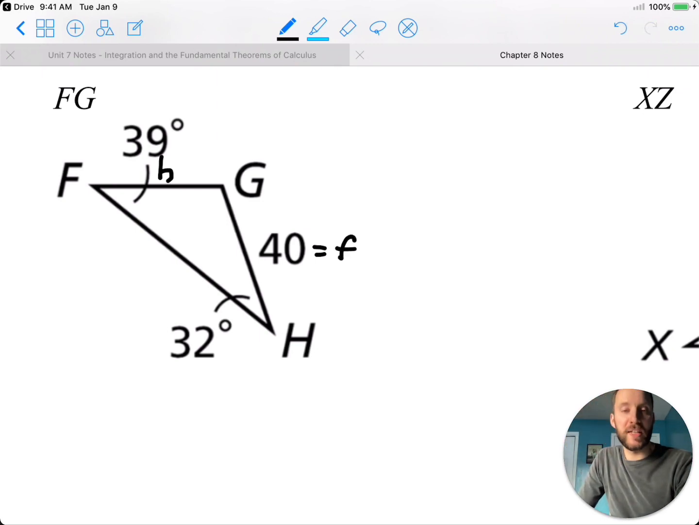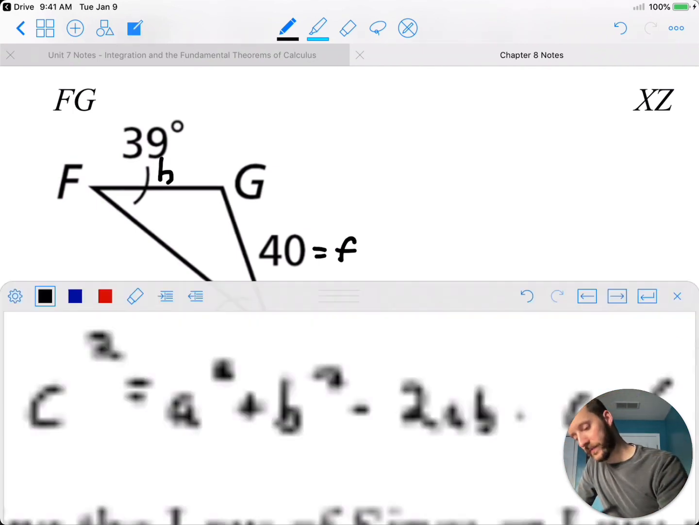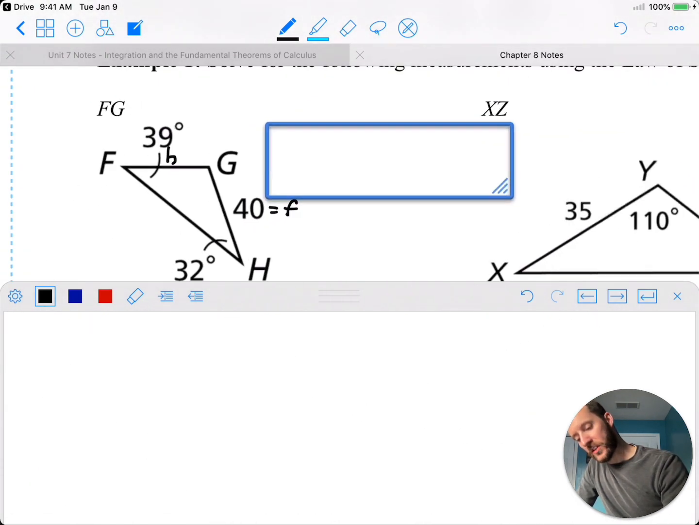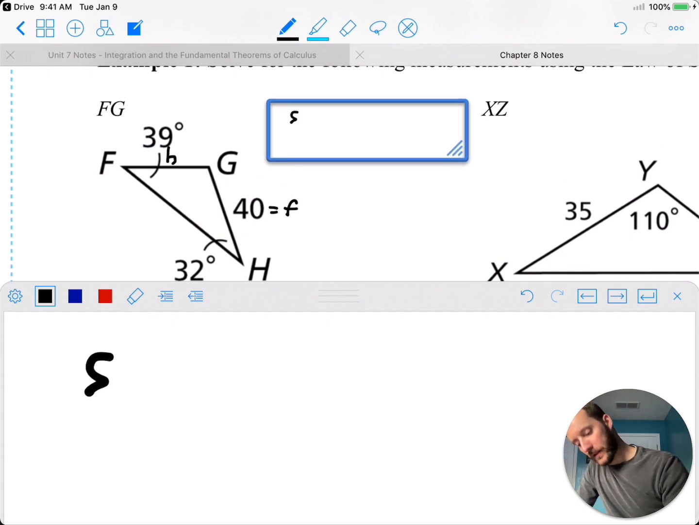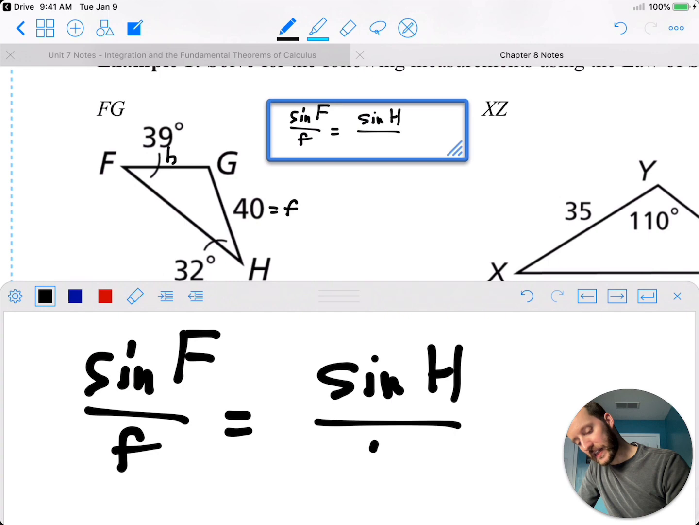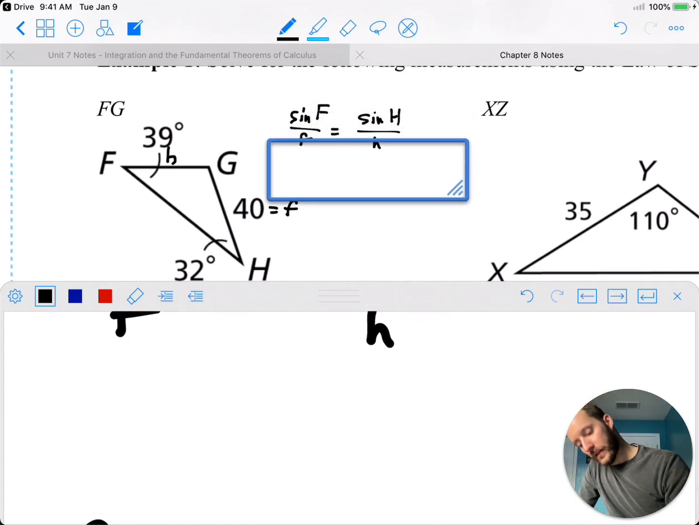And we have opposite information. We have angle F and side f, so opposite information, sine of big F over little f. We're trying to find little h, so sine of big H over little h. So you have opposite information, you can use law of sines. So start plugging in what you know.